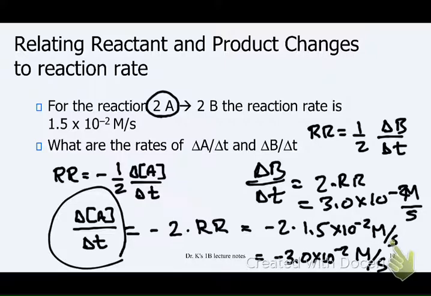So what's the difference? The sign's the difference, right? Product's going up, that's what it's telling me, and the reactant's going down. The number's exactly the same because it's 2 to 2. I should have made it something else, because 2 to 2 should be 1 to 1, right? But anyways, the signs are different.